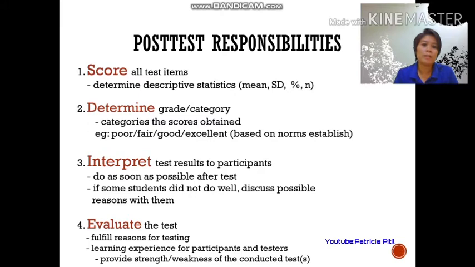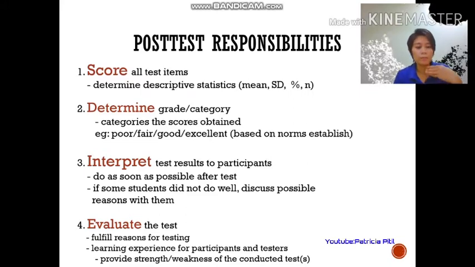And then you determine the grade category. Are they at poor, good, fair, excellent? After you give the test, you can see the level of your participants based on the category. It's very important for you to know the category. And then interpret the test result to participants. If possible, you can give feedback. If you performed 12 minutes for 2.4, you are very cardiovascularly fit. If not, then you can interpret them directly.